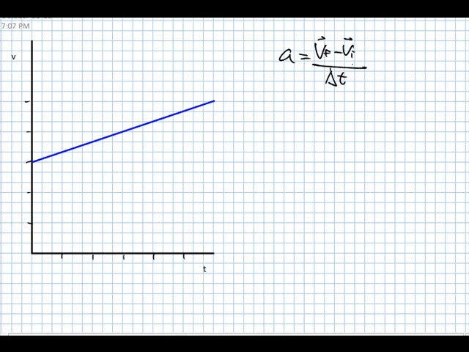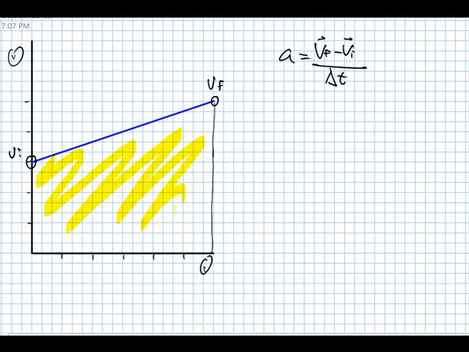But in order to derive some of the other equations, we can look at our velocity time graph. We have a diagonal line with a positive slope, which indicates positive uniform acceleration. Here we have our initial velocity, vi, and our final velocity, vf, and we know from uniform motion that the area under a velocity time graph gives us our displacement. So the total area down here is going to be our displacement. How do we calculate that area?